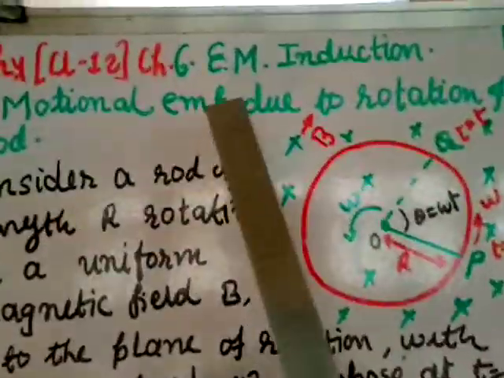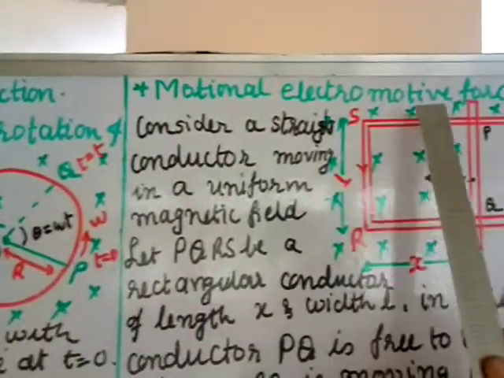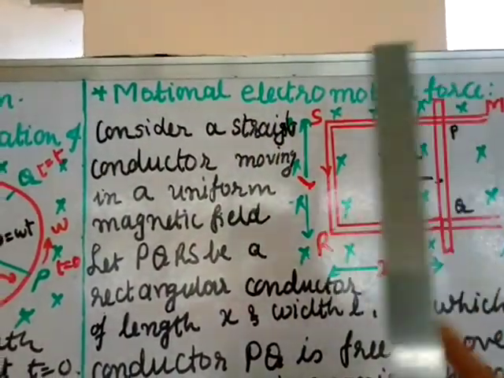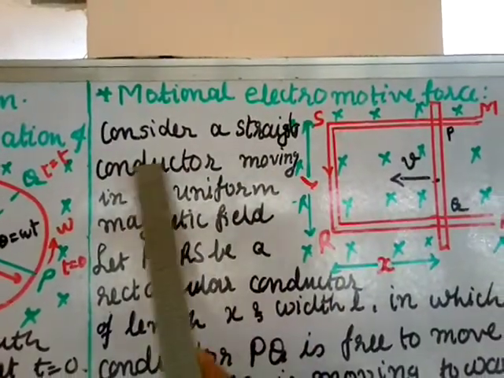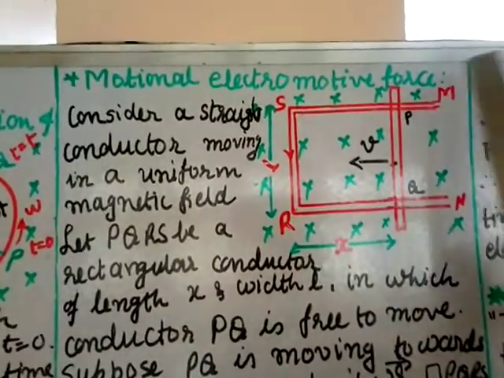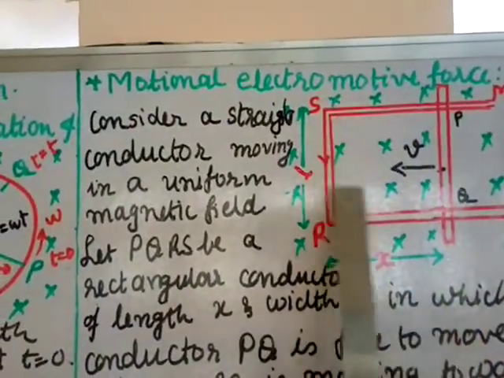Physics, Class 12, Chapter 6, Electromagnetic Induction, Motional Electromotive Force. Because of the motion, there is EMF. We have to find the formula for that. Consider a straight conductor moving in a uniform magnetic field. This is the PQ which is moving in the magnetic field, but we will take first the full loop.